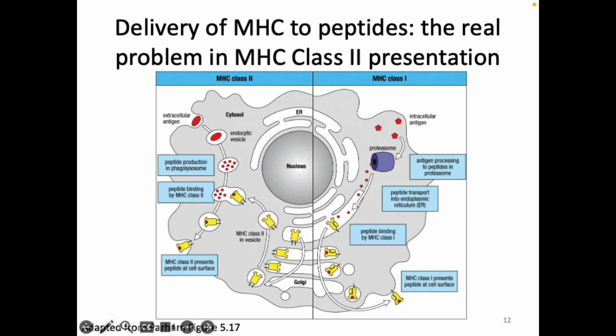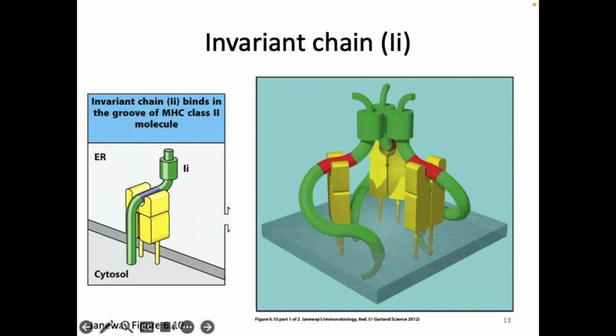So we have both that tail part of invariant chain that is going to help direct the traffic of MHC class II, and we have this part that is actually going through the peptide binding cleft. And in both of these images, you can see that the part of invariant chain that goes through the peptide binding cleft is shown as sort of having a unique color. So you can see here it's shown in red on the right, on the left it's shown in purple.